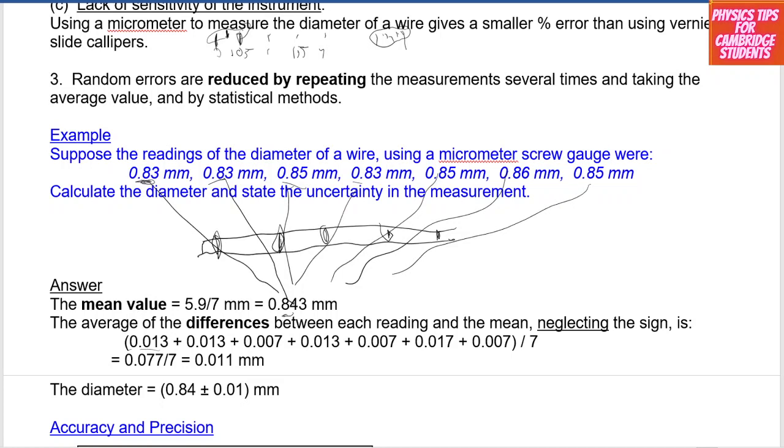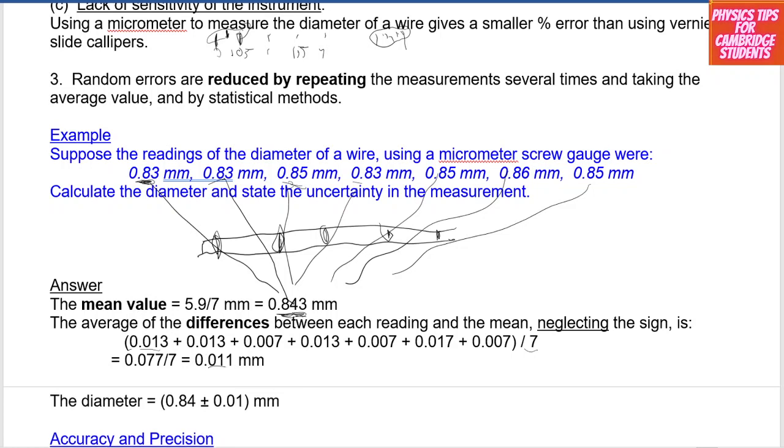So in other words, we're saying 0.843 minus 0.83, 0.843 minus 0.83, 0.885 minus 0.843. You always take the bigger one and subtract the smaller one of the two, so you should neglect the sign. Once you've done that, you add those. These are deviations, which could be errors. Then you add those, divide by the number, which is 7, and you get the uncertainty in the measurement. So it comes to be 0.011.